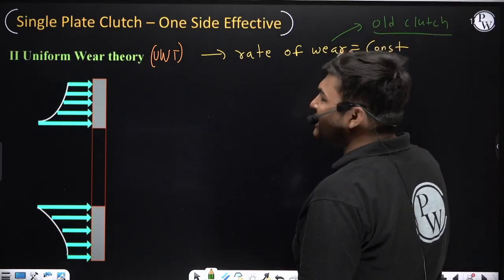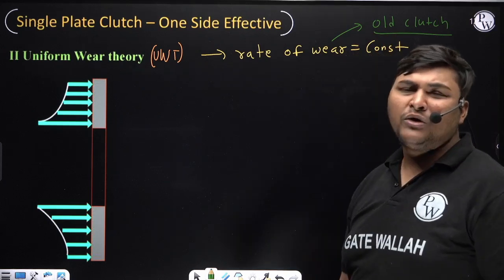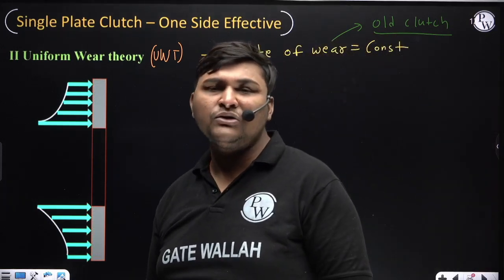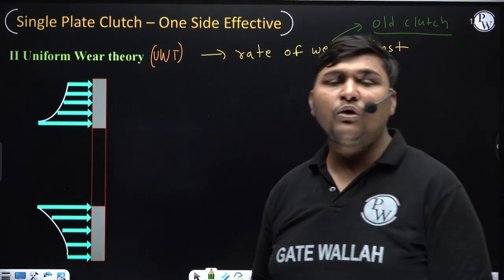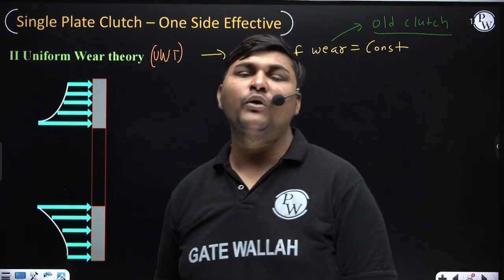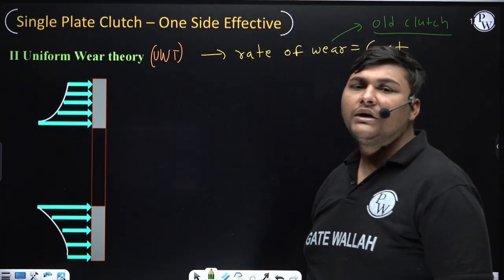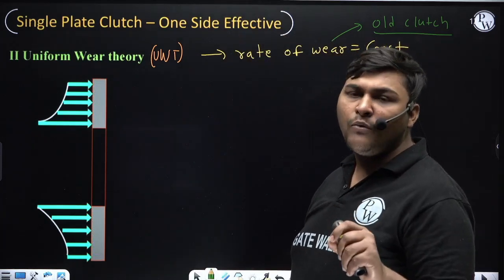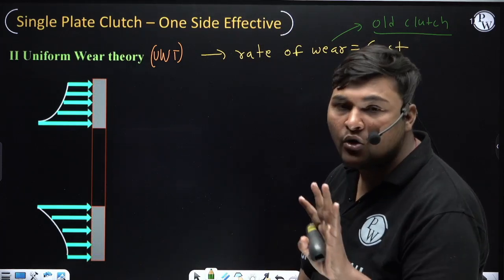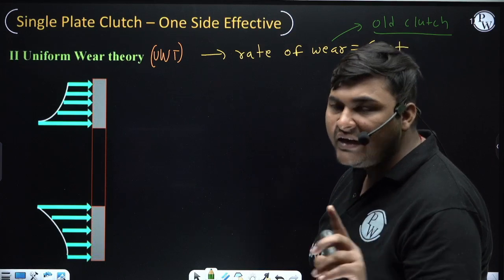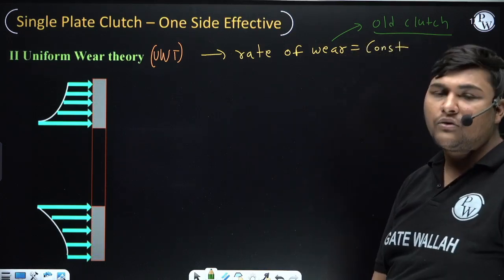But I will explain these things later. For a new clutch, pressure theory will give more accurate results. For old clutches, uniform wear theory will give more accurate results, because when the clutch becomes old, wear will start. And wear starting means pressure will not remain constant across the friction lining. So in that case, uniform wear theory will be more accurate.